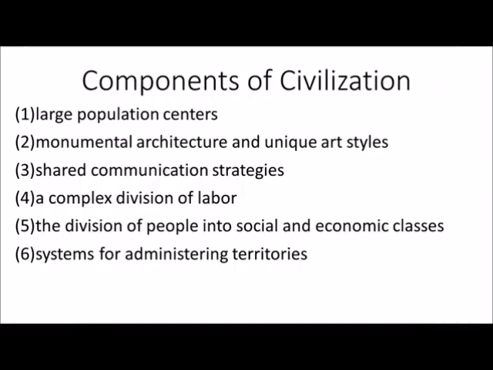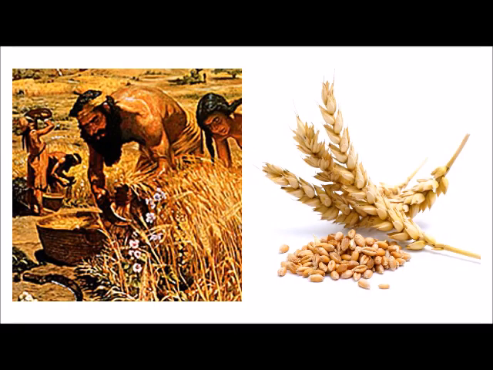National Geographic defines civilization by 6 key components: large population centers, monumental architecture and unique art styles, shared communication strategies, a complex division of labor, the division of people into social and economic classes, and systems for administering territories. In a minute, I'd like to address each of these components individually and show how they all presuppose one key ingredient: the existence of agriculture.